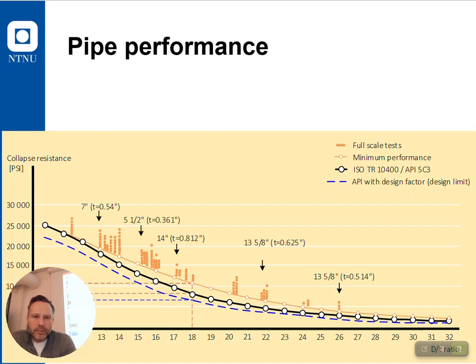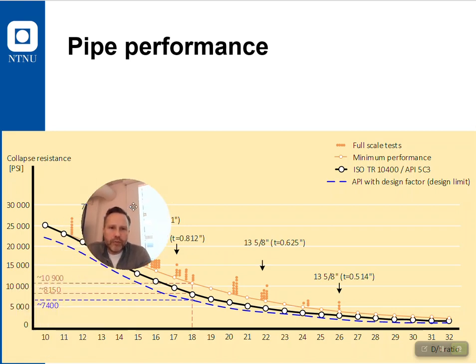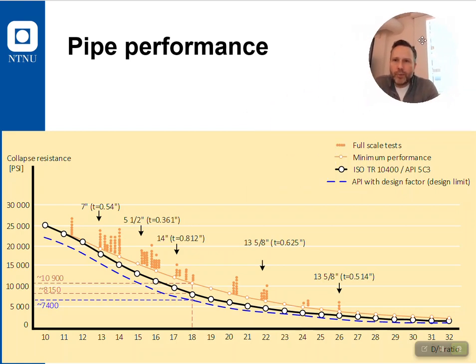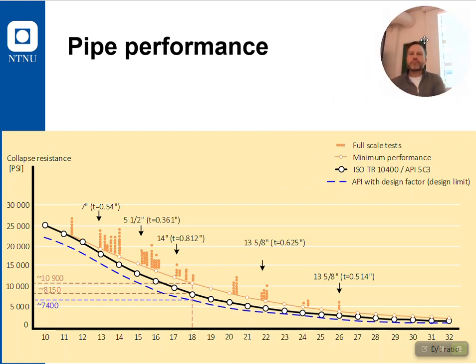Pipe performance. This is a collapse curve, how modern pipes perform. Just to show you a little bit why we are using modern calculation techniques sometimes. This is a curve that I got from a pipe manufacturer.